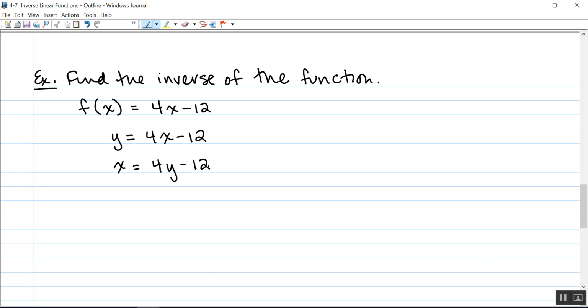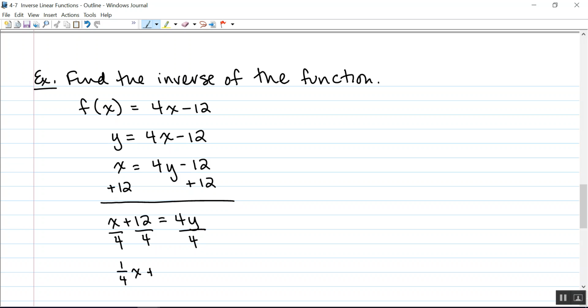Now I need to solve this equation for y. Basically, put it into y equals mx plus b form. So I need to isolate my y. So I'll add 12 on both sides. And that gives me x plus 12 equals 4y. And now I'll divide both sides by 4. And so my 4's will cancel here. X over 4 is the same as 1/4 x plus 3 equals y.